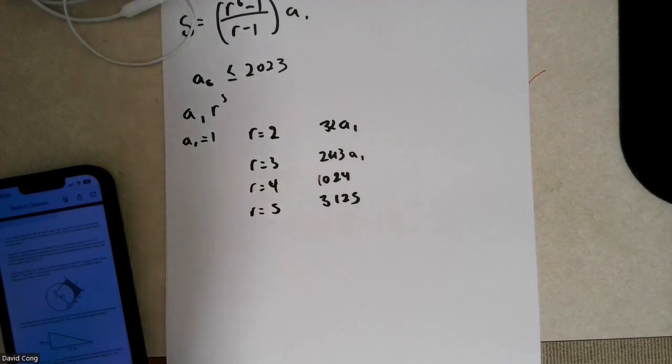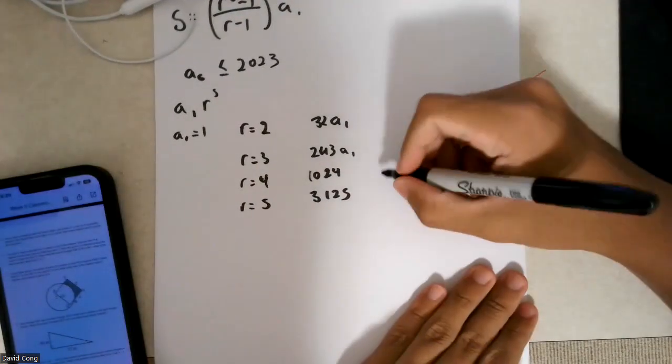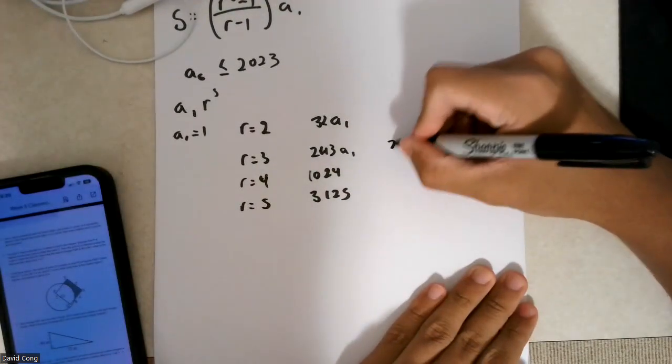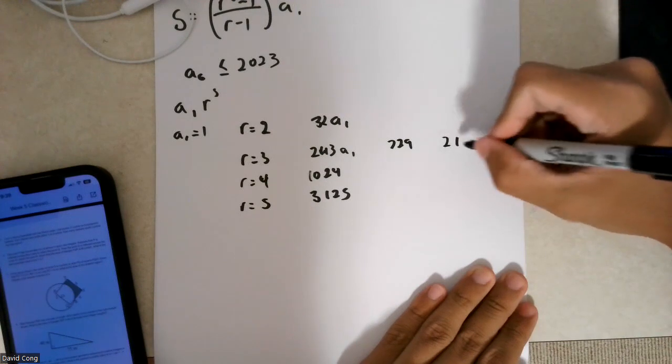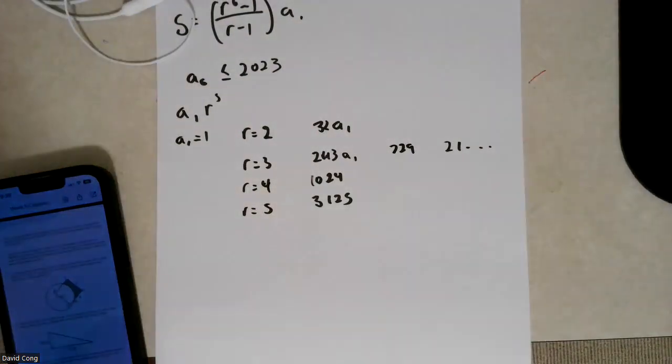Let's just say, we're working around. Let's minimize our R. What's something we can do to minimize R? Well, 2023, that's a really, really annoying number to work with. But still, let's think about it. Let's just multiply up a bit here. What is this? This becomes 729 and 21 something something. So that's too big.